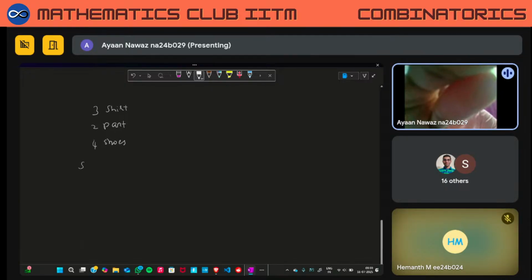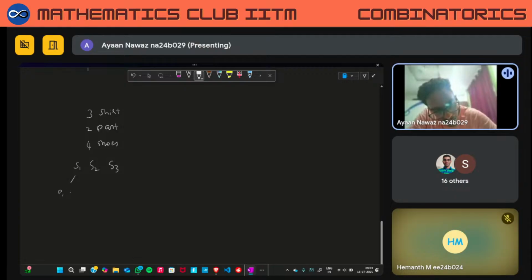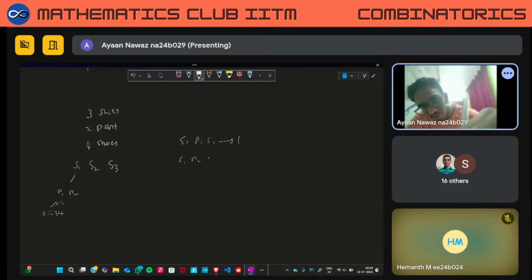Suppose these 3 shirts are S1, S2, and S3. Now, if I want to choose an outfit, I require a shirt, pant, and a shoe, right? So for every time I wear shirt 1, I can choose either pant 1 or pant 2. And for each of these, I can choose any of those 4 shoes. So S1, pant 1, shoe 1 will be one outfit. S1, pant 2, shoe 1 will be another outfit. S1, pant 1, shoe 2 will be another outfit, and so on. You'll get 4 outfits with just S1 and pant 1. Shirt 2 and pant 1 will again get 4 outfits.